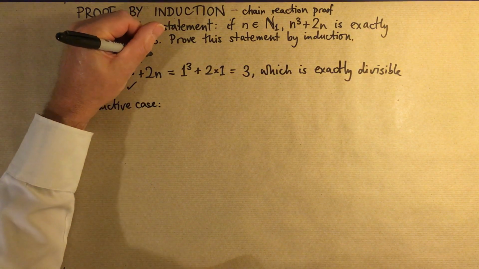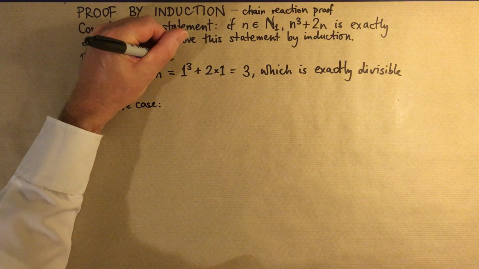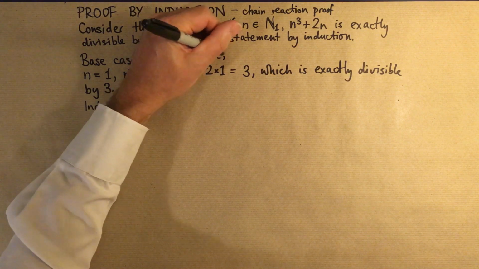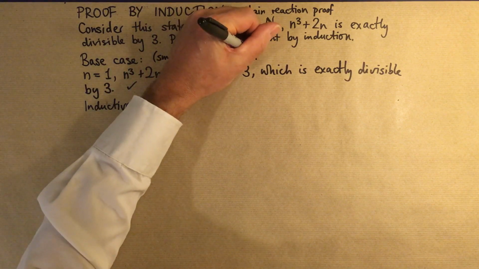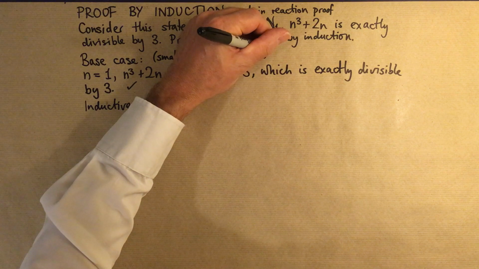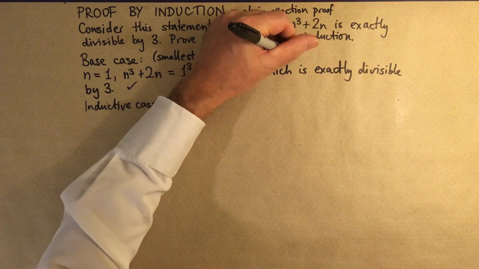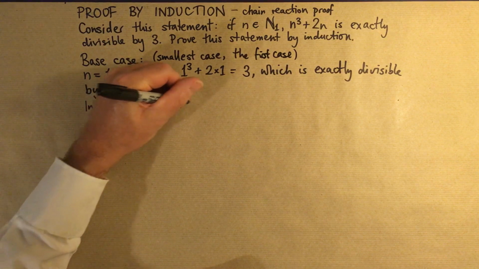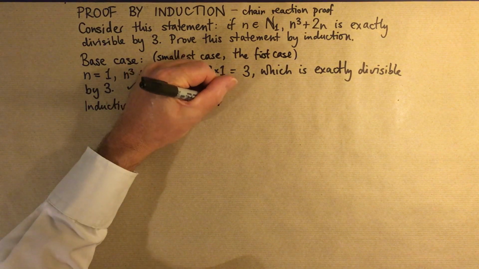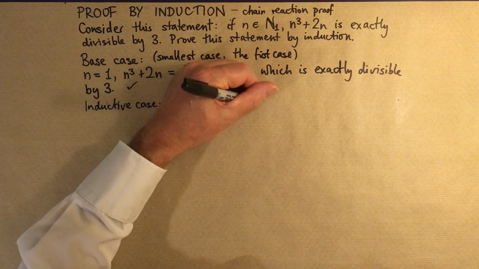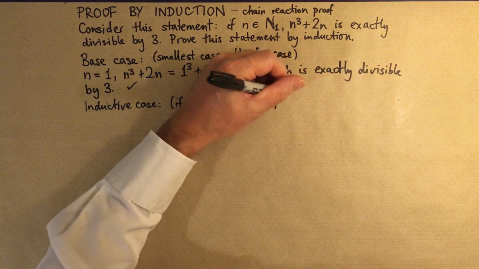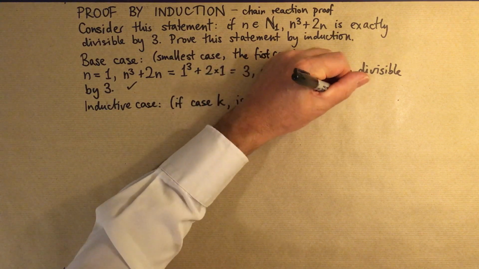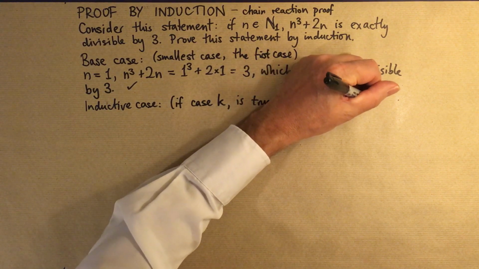But now what we have to show is what's known as the inductive case. That's right, the smallest case. The first case. Okay. The inductive case is if case K is true, prove case K plus 1 is true.